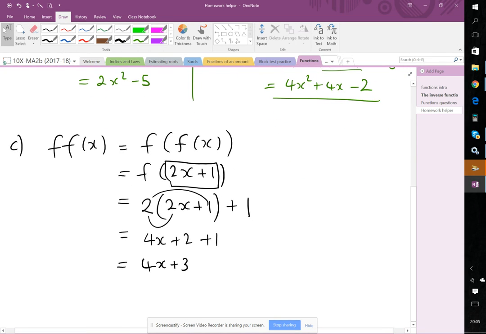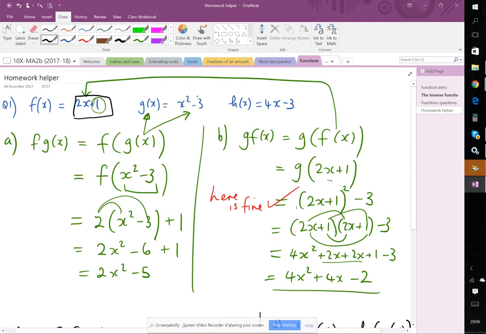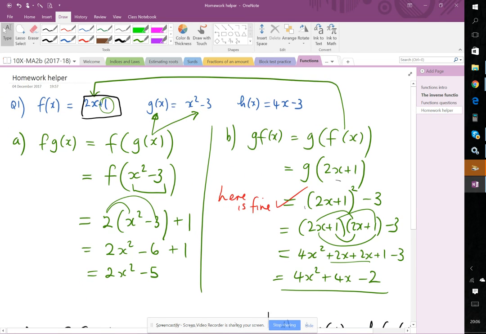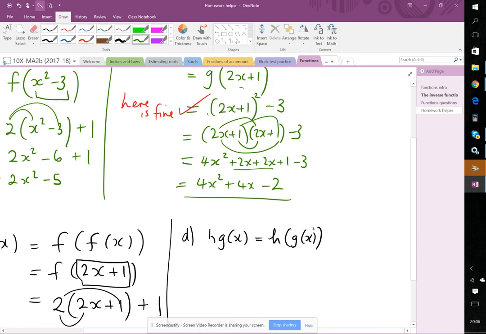Okay, so D now. D is asking us to do h of g of x, which of course is the same as h bracket g bracket x, close bracket, close bracket. And we're going to replace the inside. So we get our g of x, which is here, look. Okay, so there's our g of x. And we're going to replace that into here.